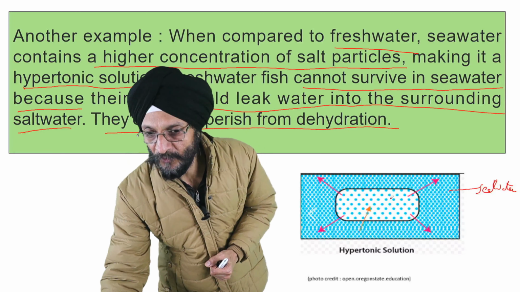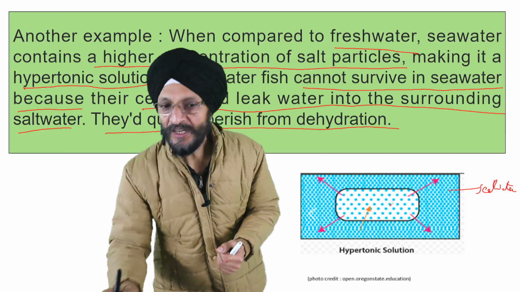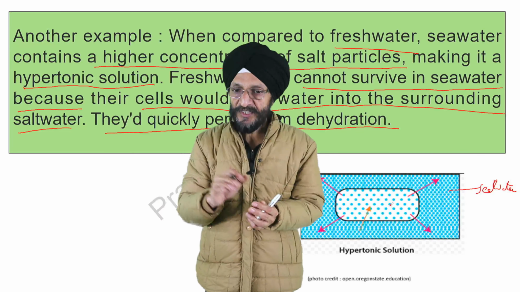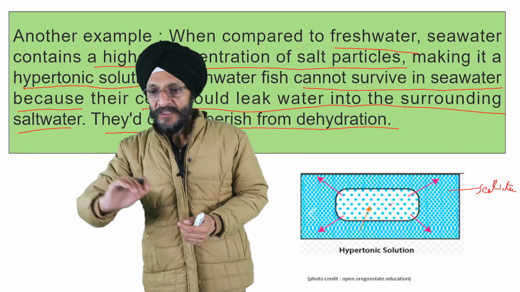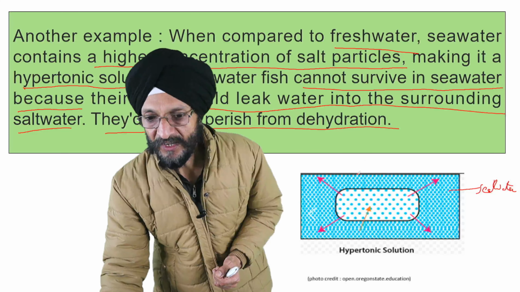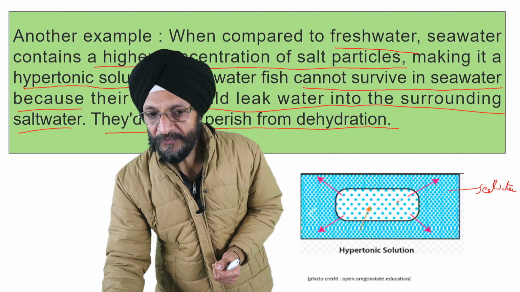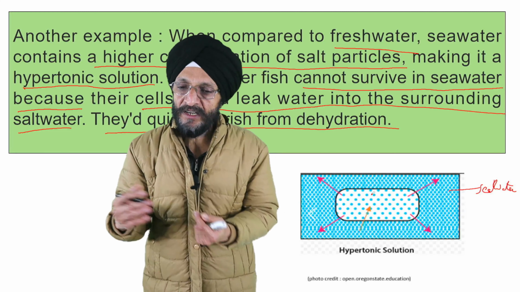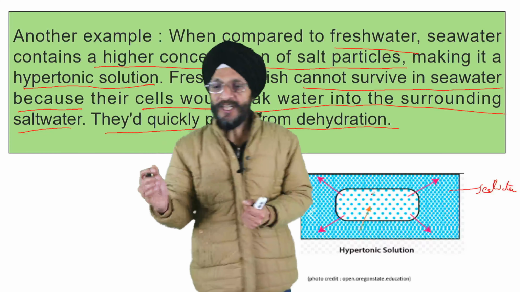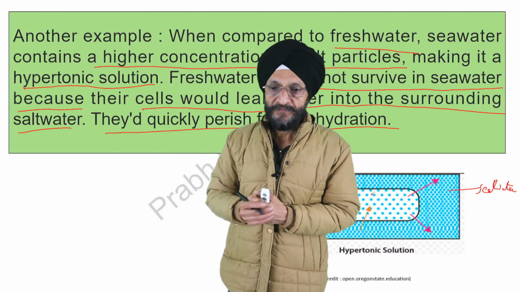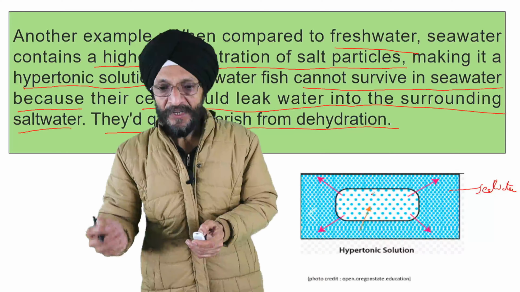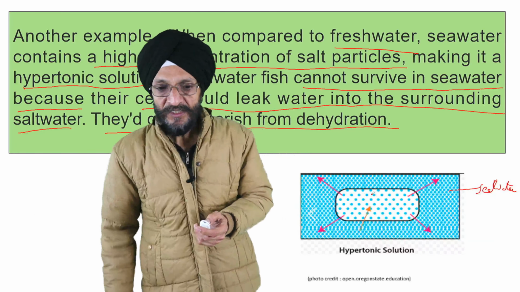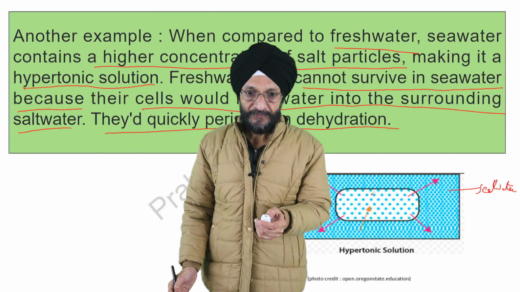Ultimately the contraction of the cell of the fish will happen and all the cells of the fish would leak water into the surrounding salt water, and ultimately what would happen to the fish? They would quickly perish from dehydration and ultimately it would lead to the death of the fish, as there would be dehydration, as more and more water will come out of the cells of the fish.